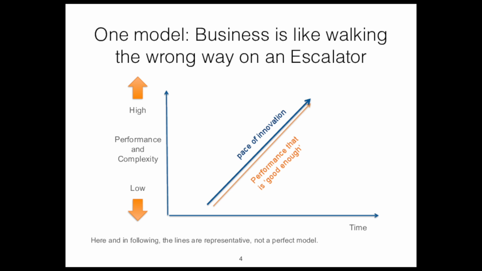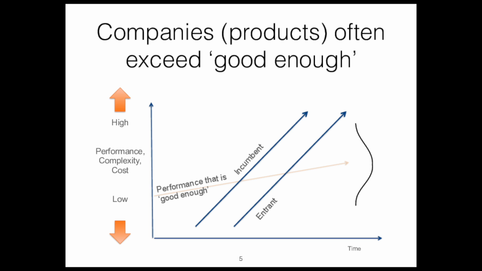One model of business progress is that you're always walking the wrong way on an escalator. What is good enough in some particular market is always increasing, and you've always got to work just a little bit to stay ahead of that. Disruption theory gives a slightly different model. It's saying that what is good enough is often exceeded by products, and that once it gets beyond what is good enough, an entrant to the market can come in with a low-end product and take market share away from the incumbent.